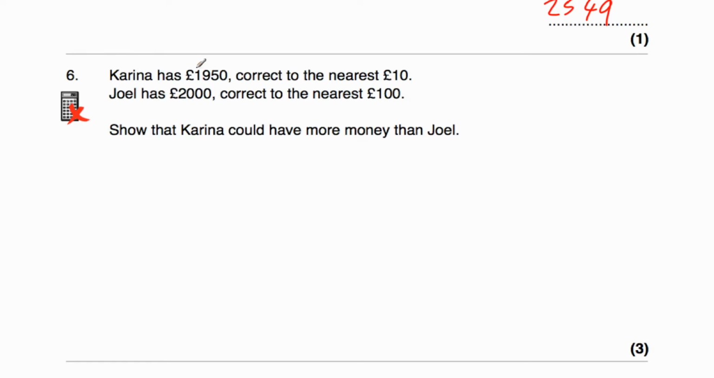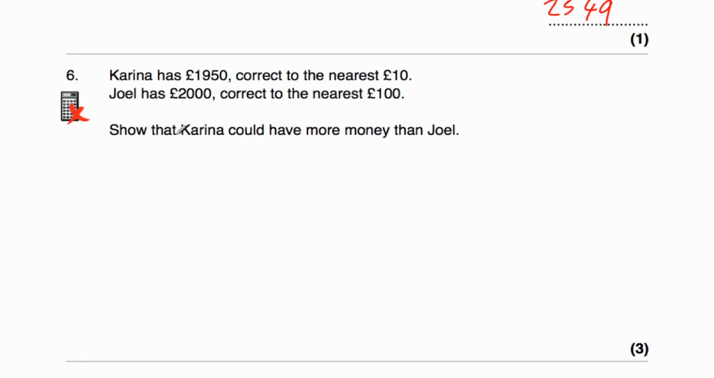Okay, question number 6. Question number 6 says, Karina has £1,950 to the nearest £10 and Joel has £2,000 to the nearest £100. Show that Karina could have more money than Joel. Now in this question we're dealing with money, and remember, even though we've been given pounds, it could be pence as well when we consider the numbers that would round to give us 1,950 to the nearest £10. So we've got to be dealing in pounds and pence here.